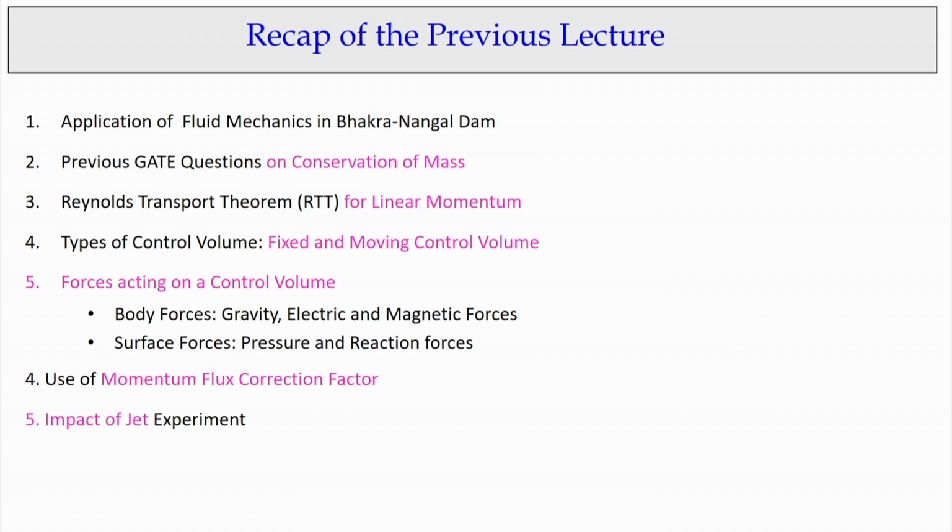today also. For body forces, in most problems we consider only the gravity force as a body force, not electric or magnetic forces. Then we also discussed the momentum flux correction factor, a very simplified concept used to determine the momentum flux passing through a non-uniform cross section. And I also gave you an example of jet experiments, as we conducted in the laboratory.